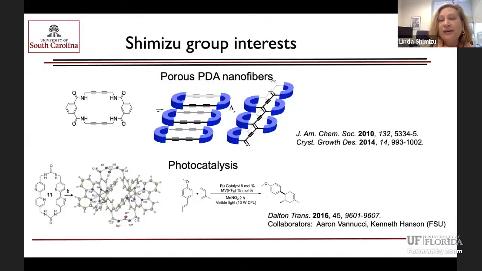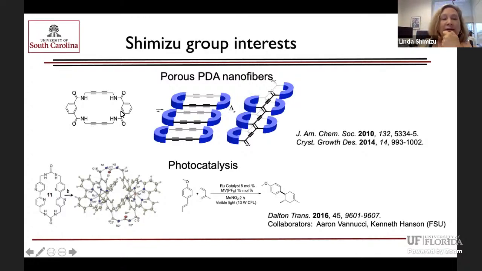Some of our group interests have been in looking at frameworks that can polymerize. And for these materials, let's see if I can move this so all I see is pictures here. Okay.